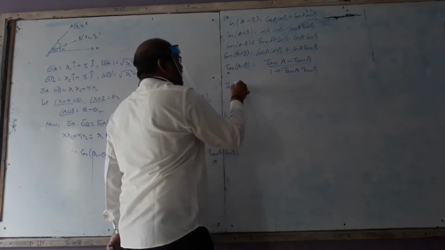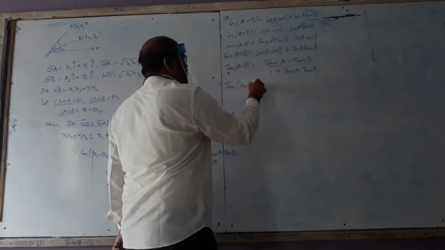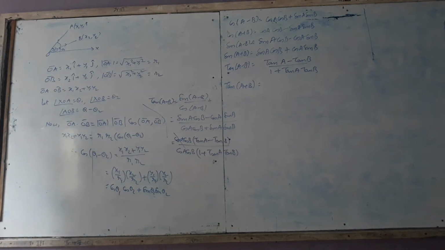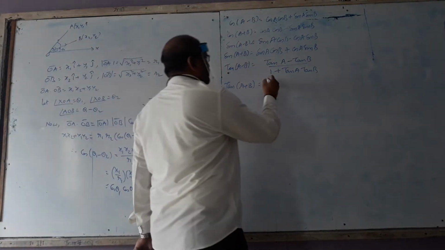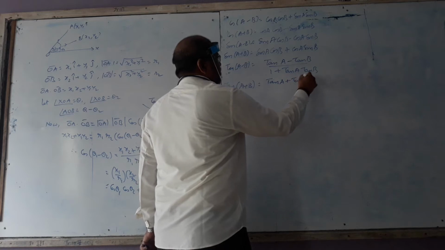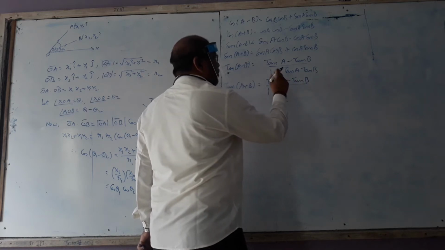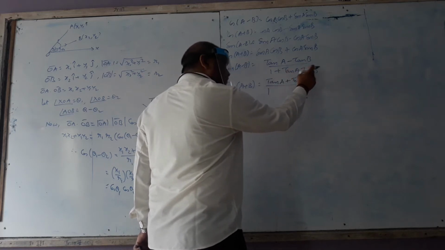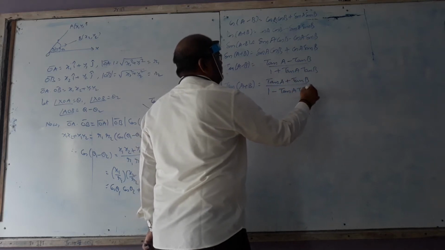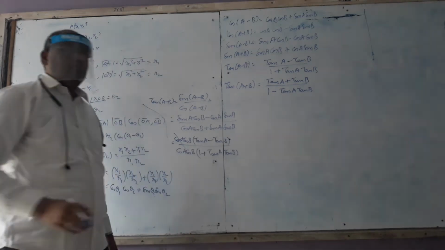Similarly, tan of A plus B is tan of A minus of minus B. In place of B, put minus B. What do you get, sir? Tan A minus of minus, plus tan B, by 1 plus tan A into tan of minus B. Any doubts, sir?